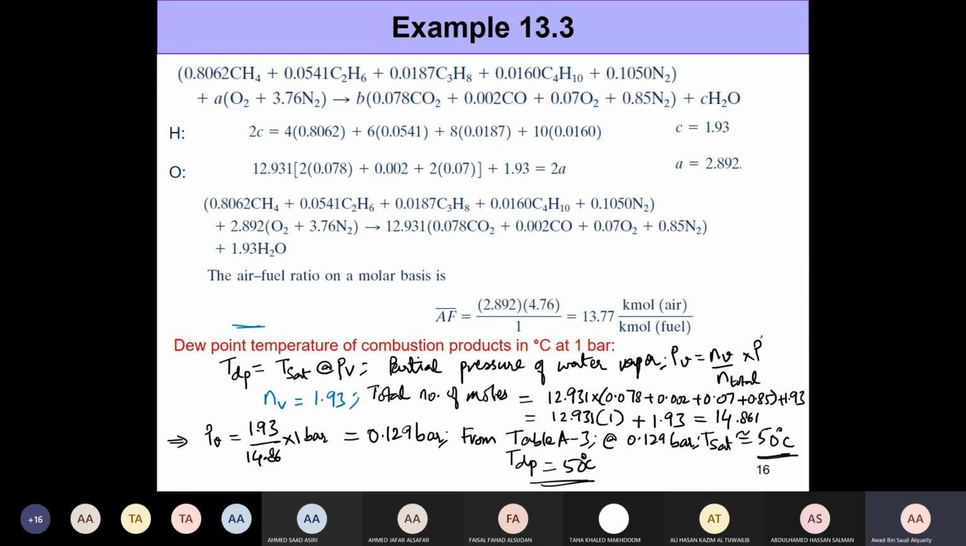All right, looks like there are no questions. So then let's go ahead and start solving the last part of the problem. The last part of the problem is the calculation of percentage theoretical air.